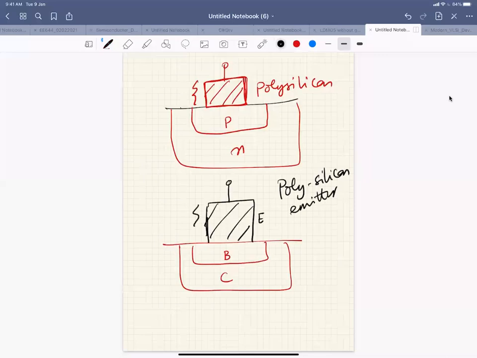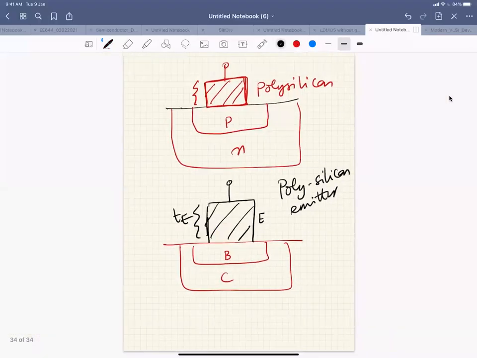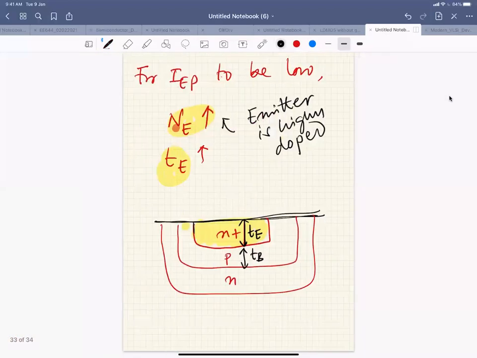you could easily control the thickness of the emitter, right? You could deposit 1 micron, 2 micron, or 10 micron, right? It is very difficult to define by implantation, but it is easier to define by polysilicon emitter. This is what current modern transistors have, a polysilicon emitter, so that they could increase TE as per the design, decrease IP, and increase the emitter injection efficiency.